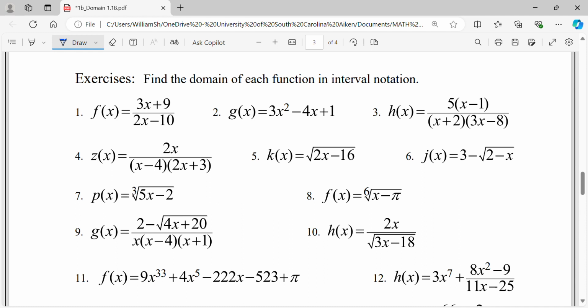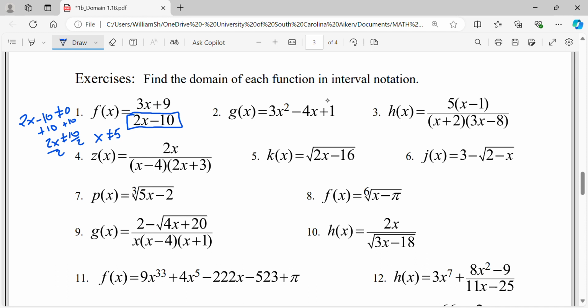Alright, so let's look at number 1. Number 1 says f of x equals 3x plus 9 divided by 2x minus 10. The exception we have to worry about here is what's in the denominator, the 2x minus 10. This means that 2x minus 10 cannot be equal to 0. Then we just have to solve for x. We'll add 10 to both sides. We see that 2x cannot be equal to 10. We divide by 2. We see that x cannot be equal to 5. That's going to be our domain.